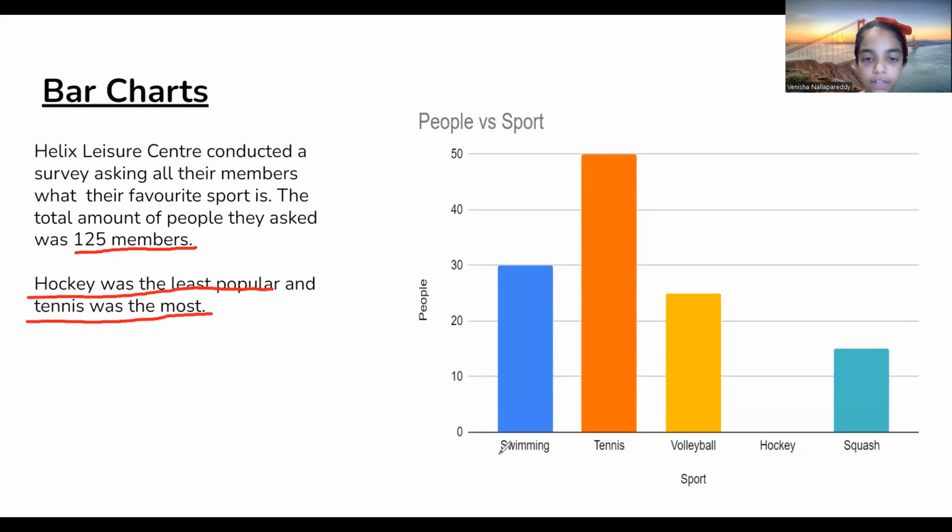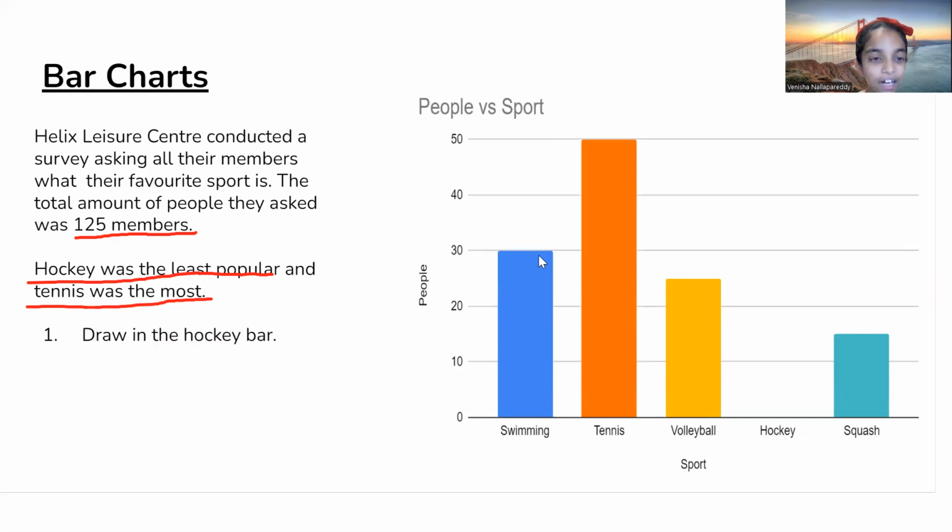So I can see the sports here. I've got swimming, tennis, volleyball, hockey, and squash. So it's asking us to draw in the hockey bar because we can see here, no one's drawn in the hockey bar. So how will we work that out? Well, there were 125 members who completed the survey. So all we need to do is count up how many people chose swimming, tennis, volleyball, and squash, and subtract that from the 125.